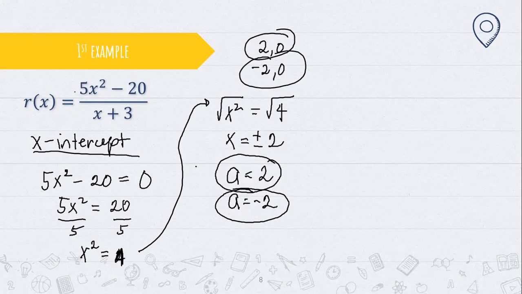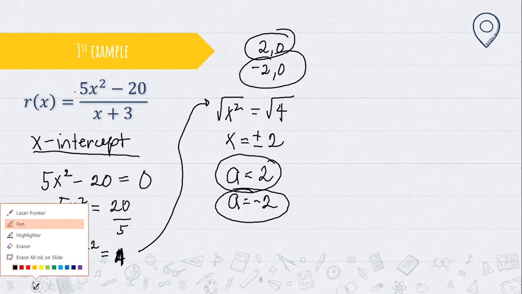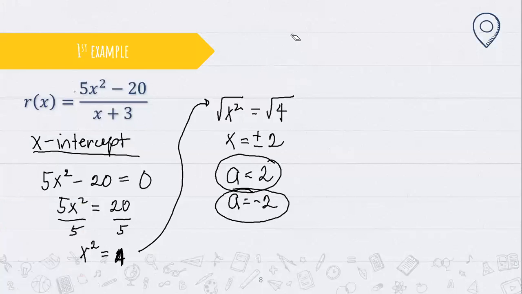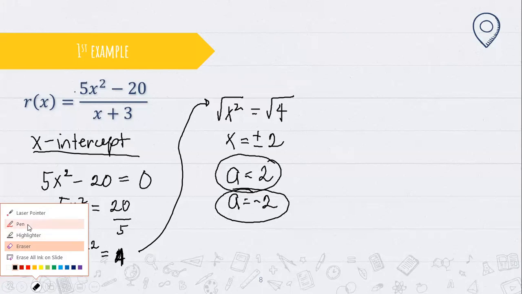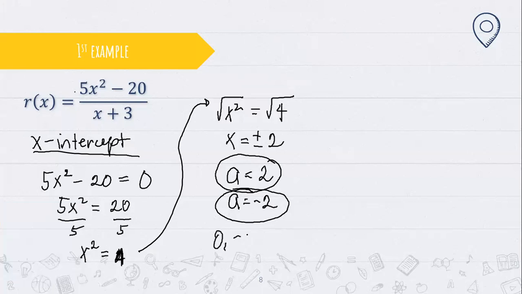Ayan siya, class. Erase ko muna tong isa. Ay, wait lang. X-intercept. Sorry, mali. Baliktad. Dapat pala 0, negative 2 and 0, 2. Bakit? Kasi x-intercept nga. Ibig sabihin, ito yung value ng y wherein dun siya tatama sa x. Kaya nga x-intercept. Ibig sabihin, dun siya magta-touch.